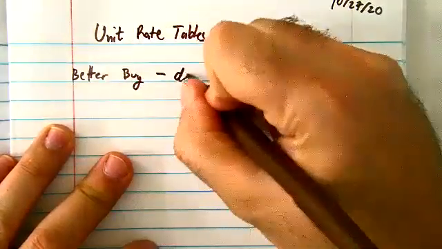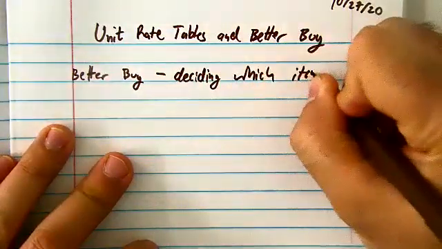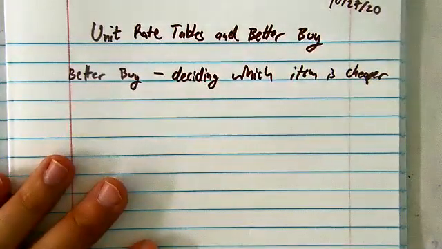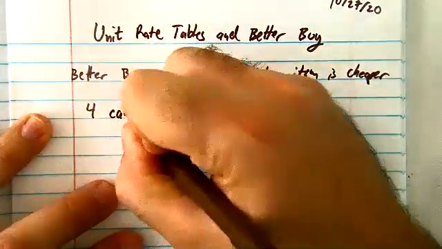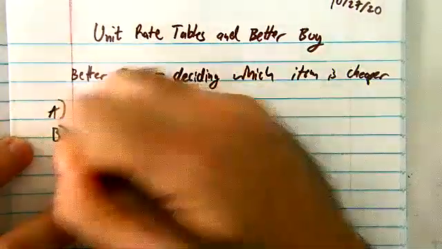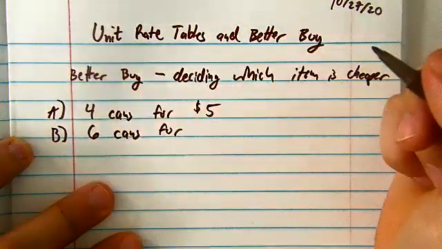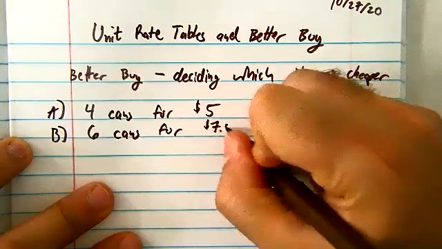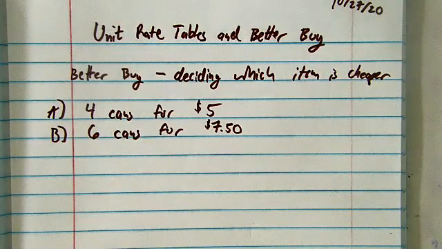Better buy is deciding which item is cheaper. That's the main objective for a better buy situation. So if you have 4 cans for $5, that's option A, or option B is 6 cans for, I don't know, $7.50. Okay. These are your two situations. What you're going to do is find the unit rate for both.